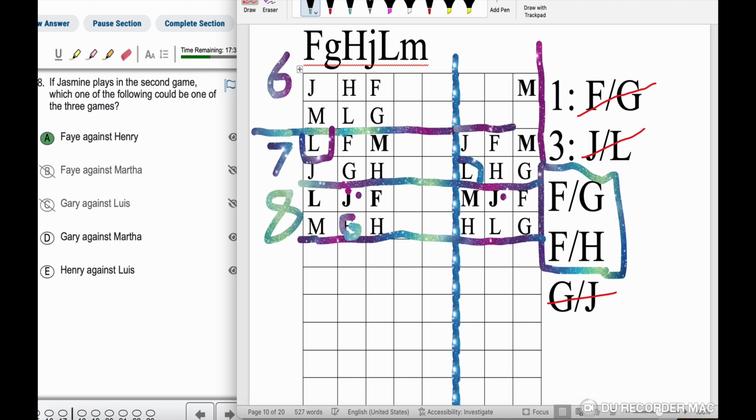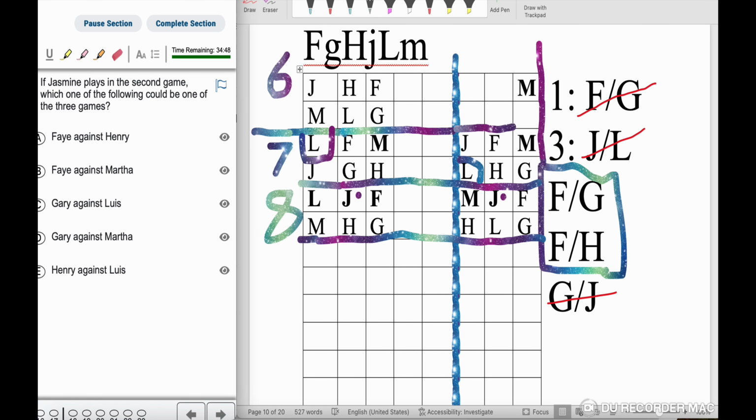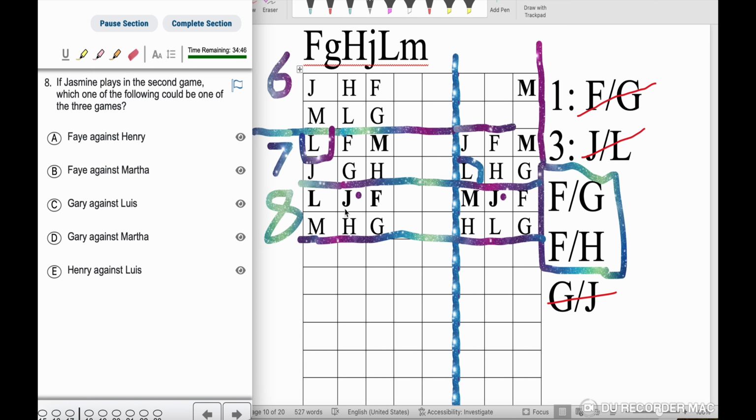So that's going to be a G right there. G against M? No. H against L? Don't see it. The only process of elimination brought us to F and H. So keep in mind, for these 2 worlds that we created, G and J are now allowed to play against each other. So right now I have 2 worlds that the answer choices are properly to meet these standards.